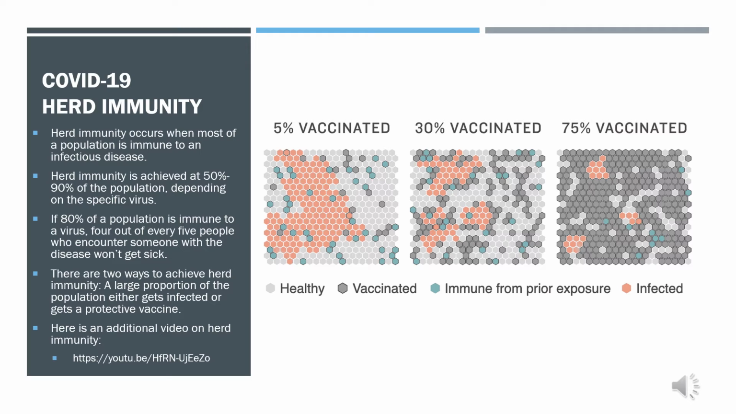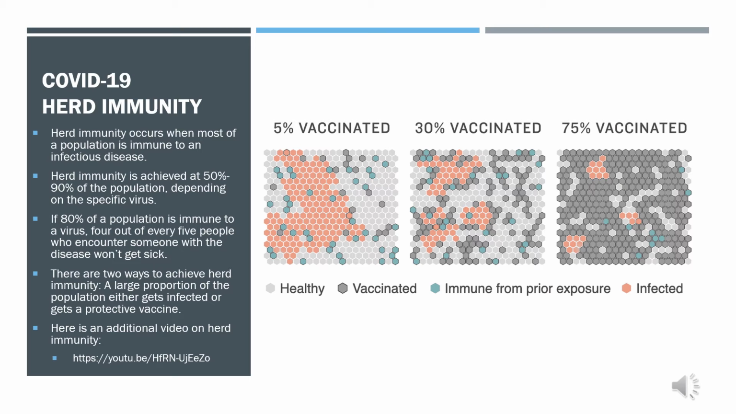The point of vaccines is to help the population acquire immunity to different diseases. Herd immunity is the goal, and it occurs when most of the population is immune to an infectious disease. Herd immunity is considered achieved at between 50 to 90% of the population having immunity, and that depends a little bit on the specific virus. Currently, if 80% of the population is immune to the coronavirus, 4 out of every 5 people who encounter someone with the disease will not get sick.